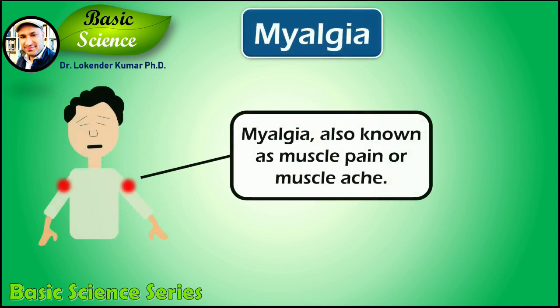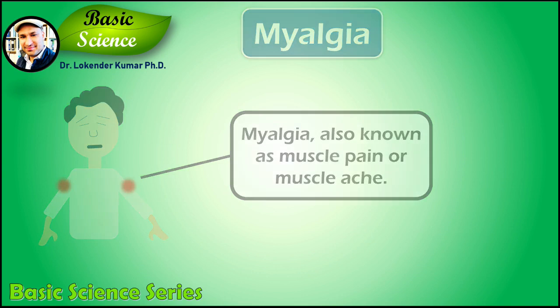Myalgia, also known as muscle pain or muscle ache, is a symptom that present with a large area of diseases. While the most common cause is the overuse of a muscle or group of muscles, acute myalgia may also be due to a viral infection.